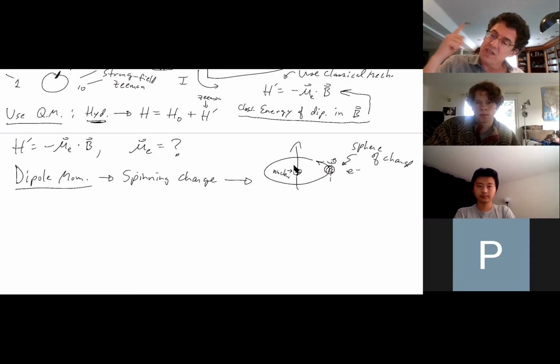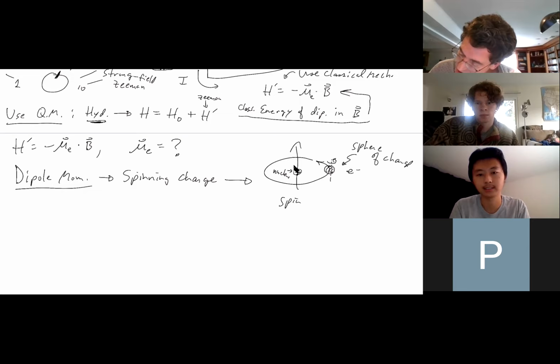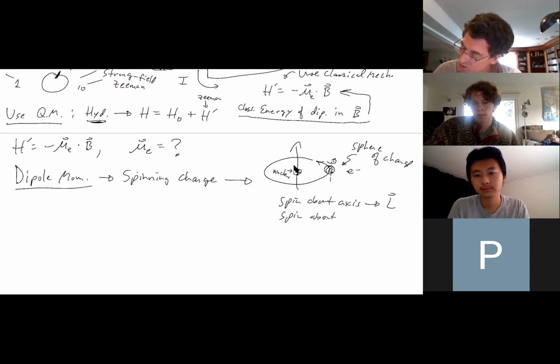How do we quantify the spinning around the axis part? That would just be the orbital angular momentum. Yes, spin about axis gives it orbital angular momentum, but it's also spinning about its own axis, spinning about, I'll just say, self. How do we quantify that?